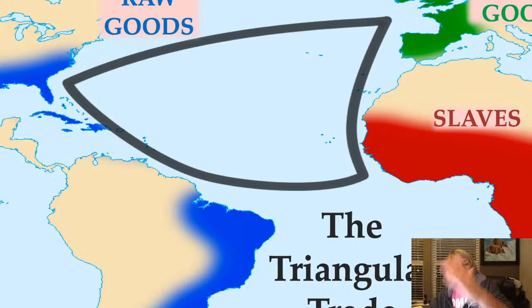So raw goods to Europe for finished goods, which would come down to Africa to trade for slaves, which would go back over to North America to get more raw goods. And there's all these little things in between, like sugar and stuff that will be traded, and guns and other things. But it's all part of kind of like this triangular motion that we go through in the Atlantic Ocean. Okay?